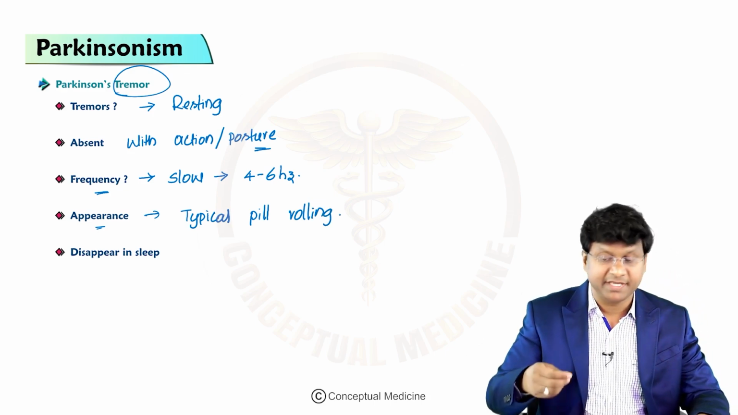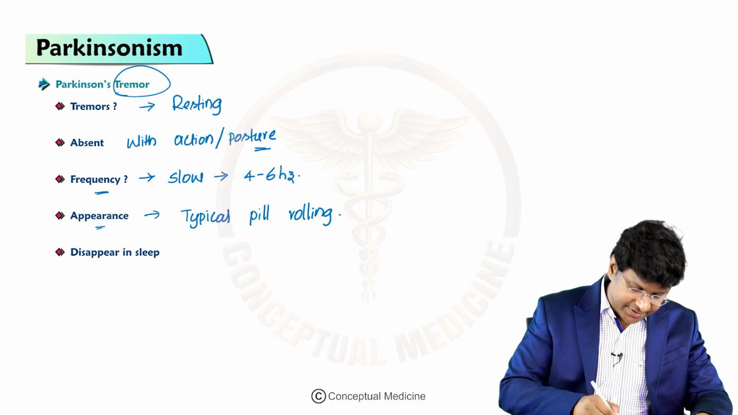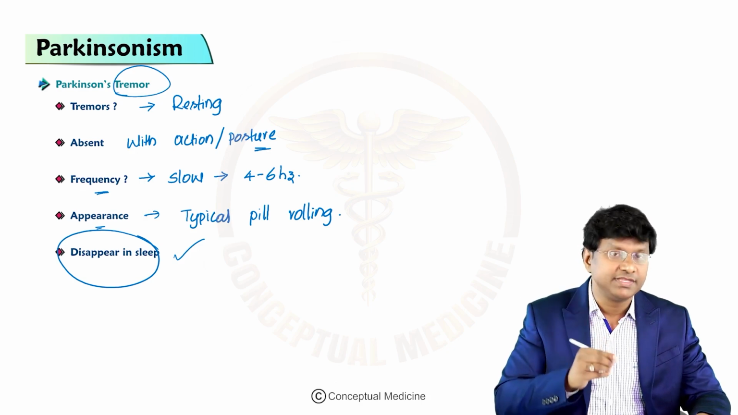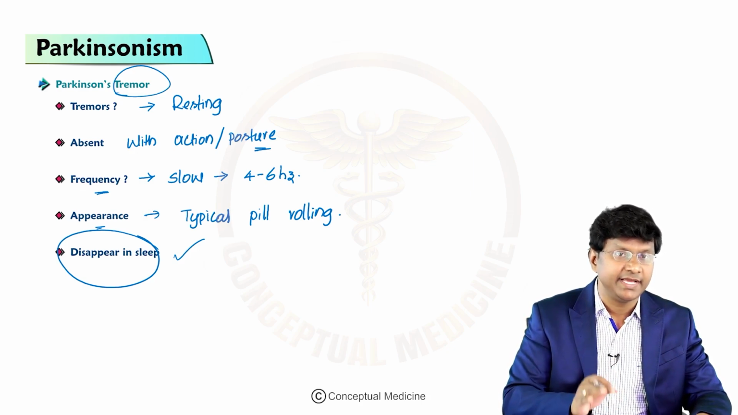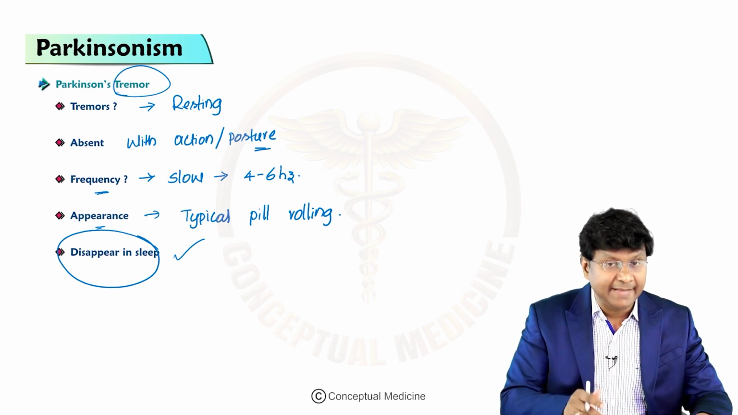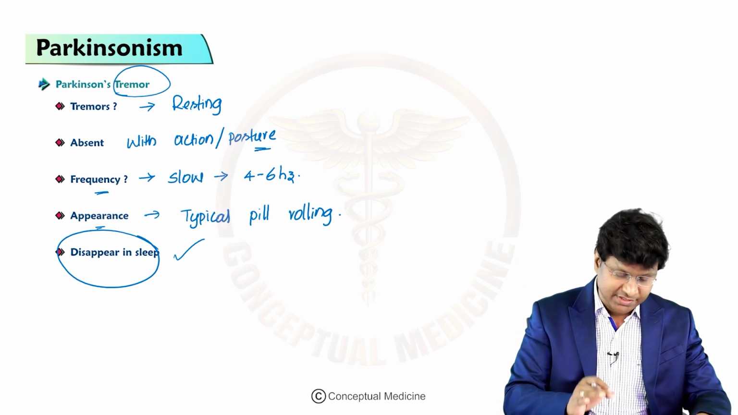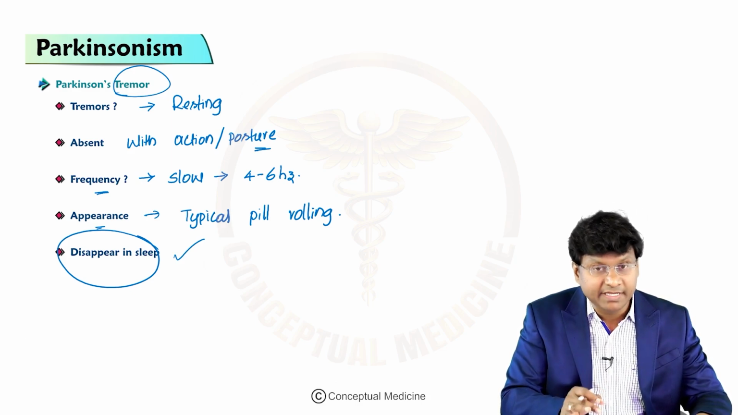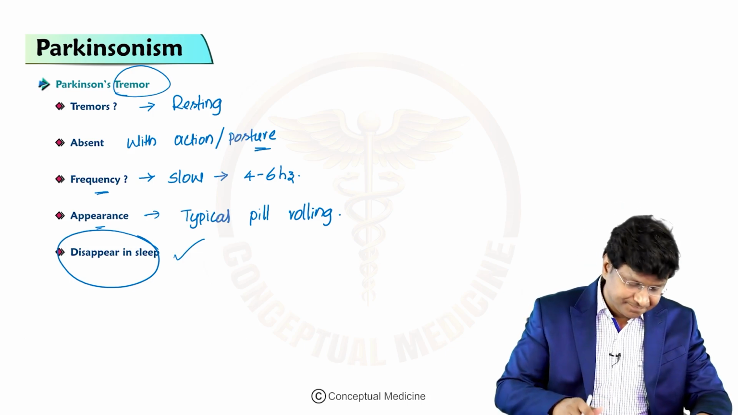They have this typical pill rolling appearance, and these tremors also disappear in sleep. So these are the features of Parkinson's tremors. These tremors are classically seen at rest. They are absent with action or posture. The frequency of these tremors is slow, around 4 to 6 Hz. And in some patients, they have a typical pill rolling appearance and they disappear in sleep.